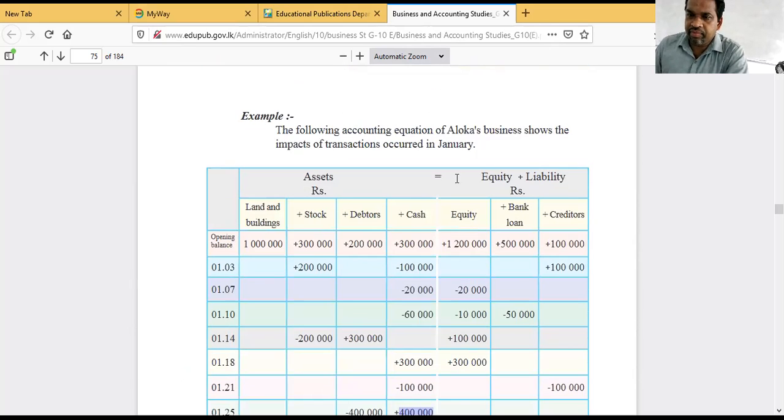Likewise, at the examination, sometimes you will be given structures like that. Then you have to explain each transaction carefully.